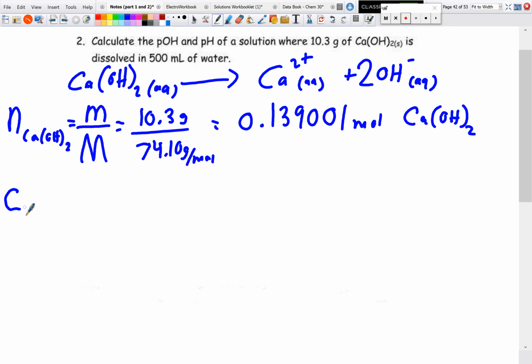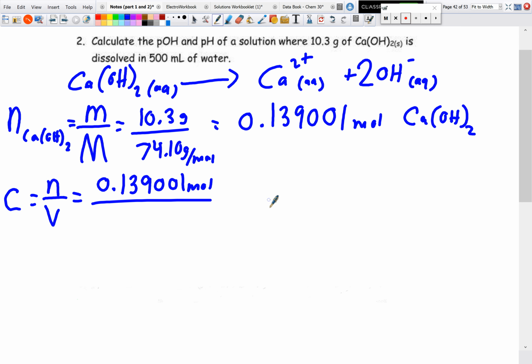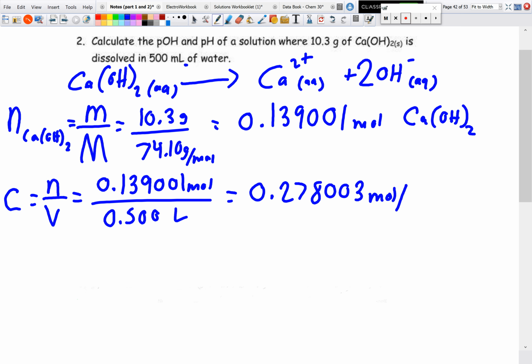So now with the number of moles, we need concentration. So that's our next step. Concentration is equal to number of moles divided by our volume. So we have the number of moles, which we just solved for, 1.39001 moles divided by our volume. Now up here it is 500 milliliters. Remember that we don't use milliliters in these equations, we use liters, so we divide by 1,000 to get 0.500 liters. And when we do this, we get 0.278003 moles per liter of calcium hydroxide.